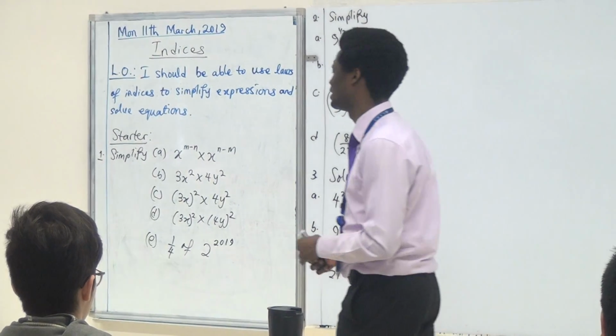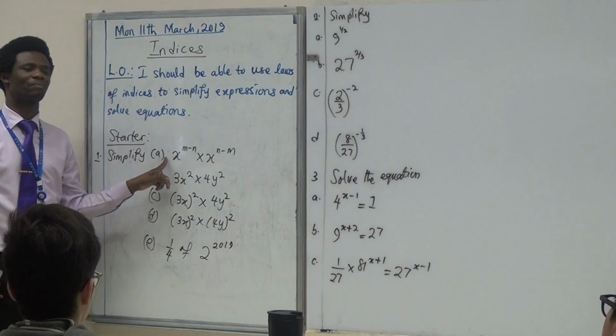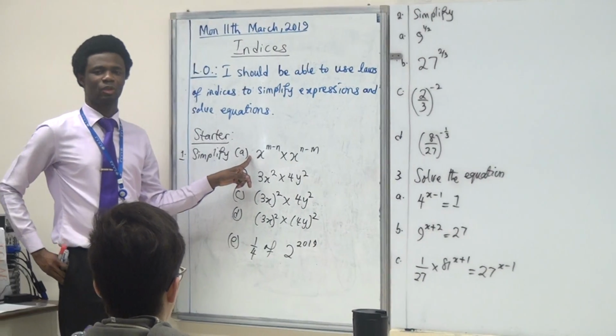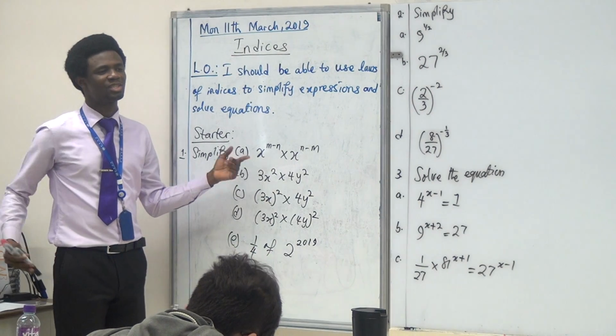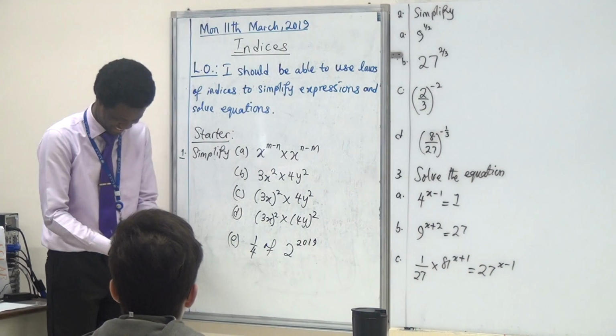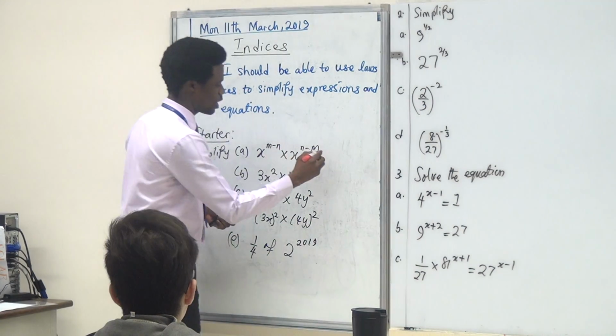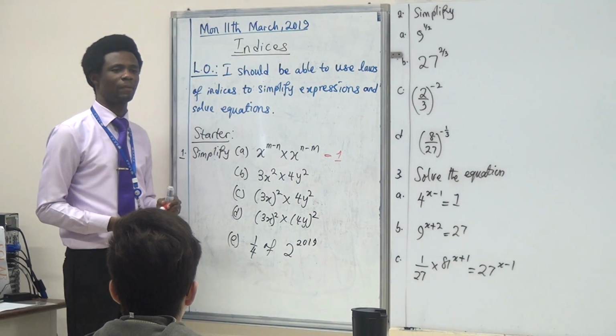Everyone, listen. So what did you do here? What do you get for this one? X. Who got something else? One. Who got one? Oh, one. I got one. You said X. No, I was wrong. Come on, you just said X. So the answer should be one. We're going to see how that is one. Can someone tell me how it is one?